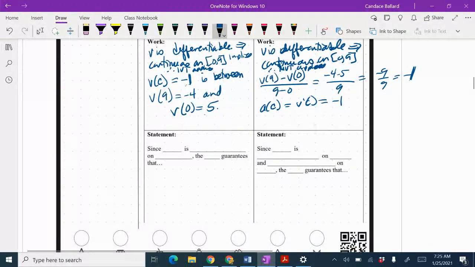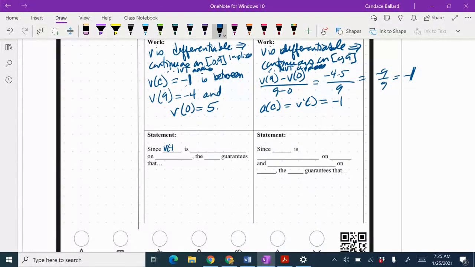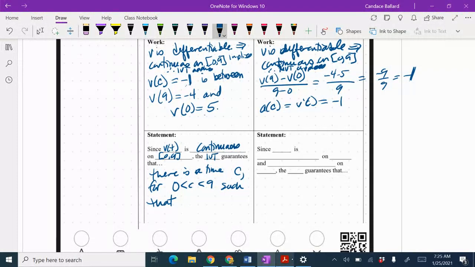So the statements that we would write is, since v of t is continuous on 0 to 9, the IVT guarantees that there is a time c between 0 and 9 such that v of c equals -1.